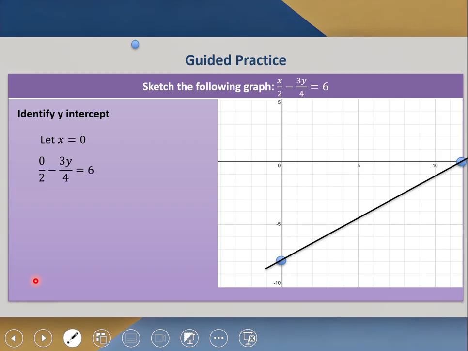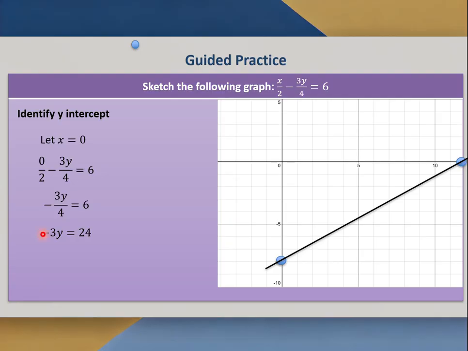0 over 2 is 0, so I'm left with negative 3y over 4 is equal to 6. I times both sides by 4, and I get negative 3y is equal to 24. And finally, I have to get y by itself, so I divide both sides by negative 3, and that gives me y equals negative 8.